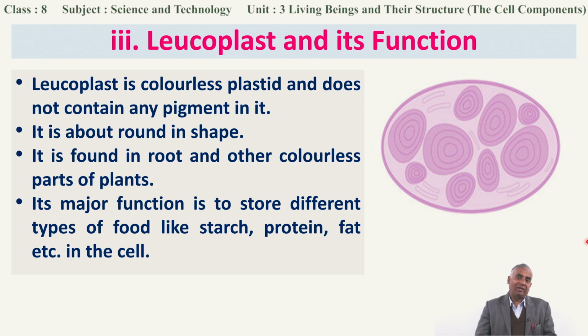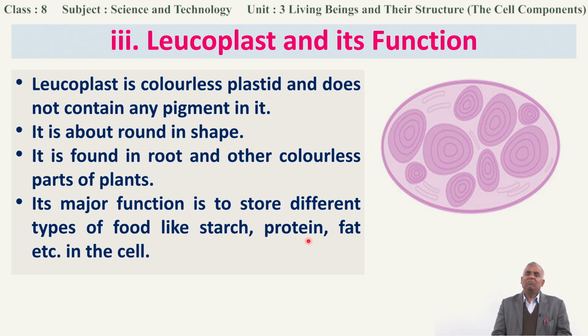If you study in other sources like Google, etc., then you will find that leucoplast is further divided into three types. One type is that which stores carbohydrate. Another type is that which stores protein. Another type is that which stores fat. So for the storage of these different types of food, different types of leucoplasts are found. So they are categorized on the basis of their function.